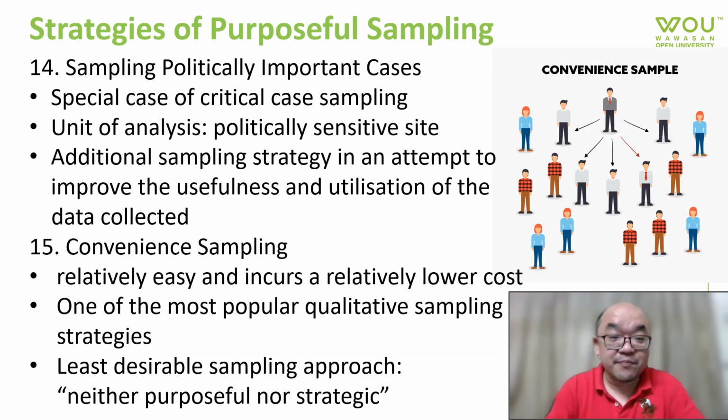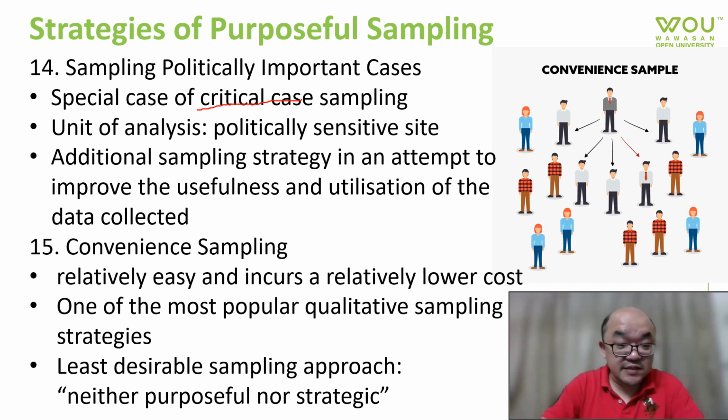Number 14 is sampling politically important cases. This is a special case of critical case sampling, where again, remember, it is a small amount but really important cases that will generate the highest quality of data. But here the unit of analysis is not a person but a politically sensitive site, the site that we are able to recruit or collect data from. It can be an additional sampling strategy to improve the usefulness and utilization of the data collected, where you focus on cases that are politically important, things that are really sensitive to the political scene.